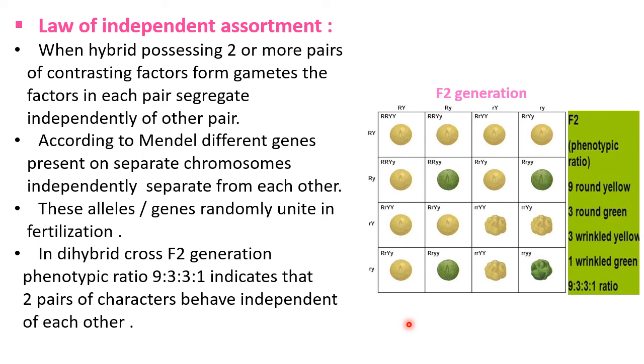genetic makeup. Here we see that round and yellow seeds are produced, then round and green seeds are also produced, then wrinkled and yellow seeds are also produced. So according to Mendel, the law of independent assortment means the characters are independent of each other, or the genes are independent of each other, and they randomly unite during the process of fertilization and produce new combinations.